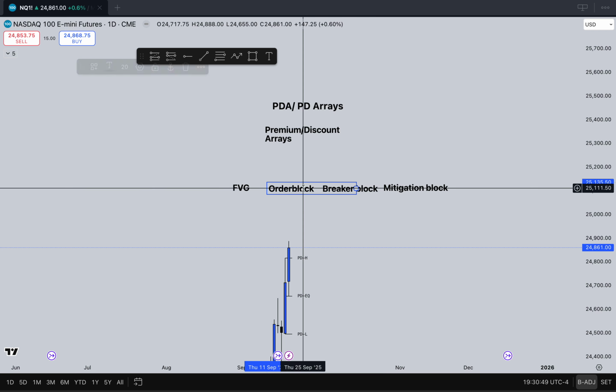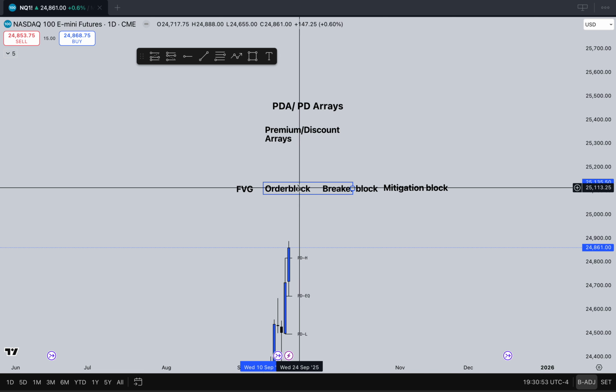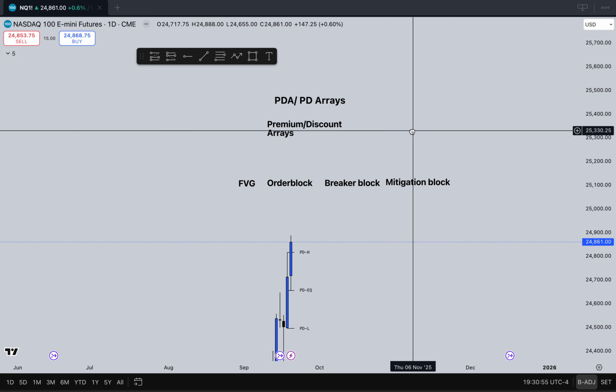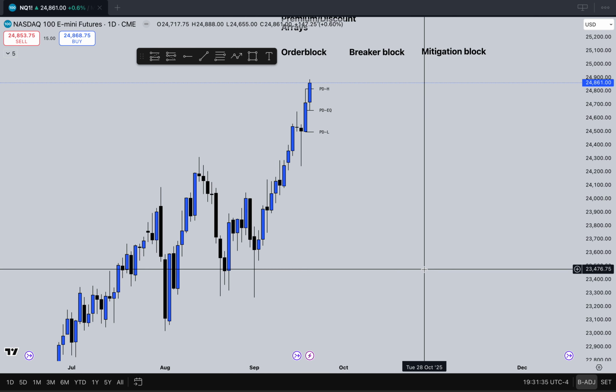I'm going to probably try to break this up into a few parts just because they can go pretty in depth. So let's start with fair value gaps. Fair value gaps are the easiest ones to spot, not necessarily use, but they're easy to spot because they're simply a 3-candle pattern. Any 3 candles that represent this pattern form a fair value gap.